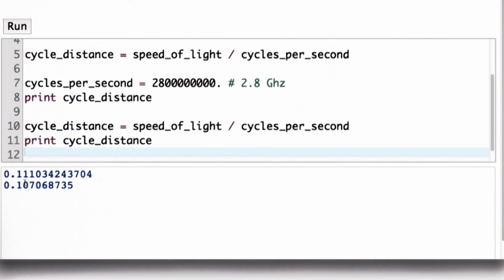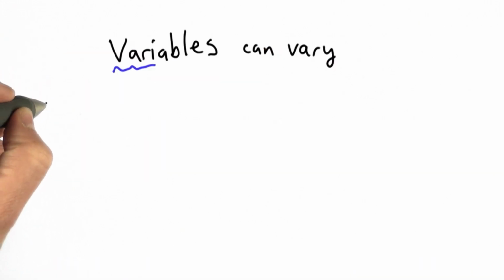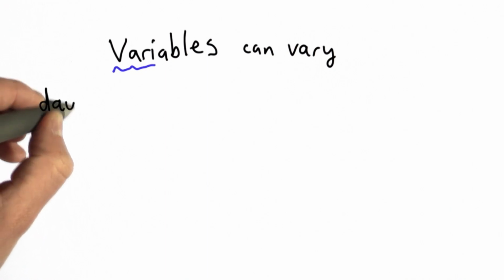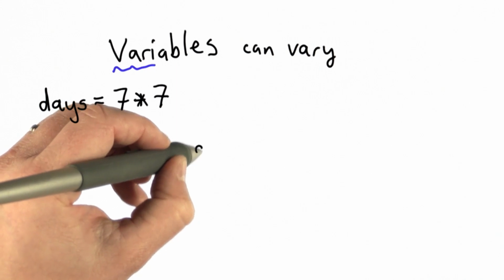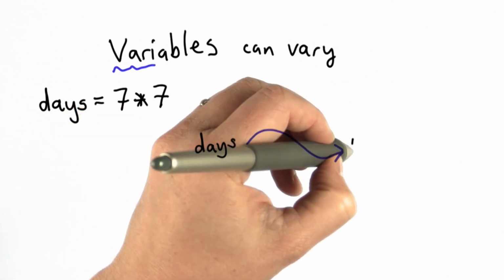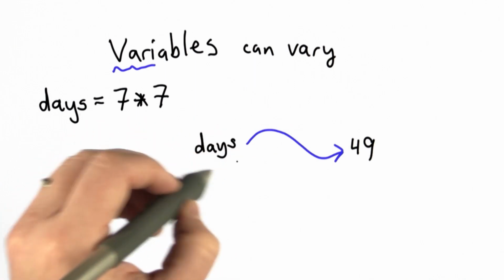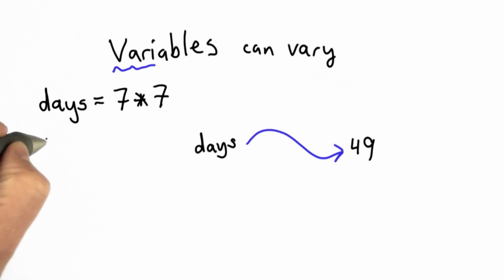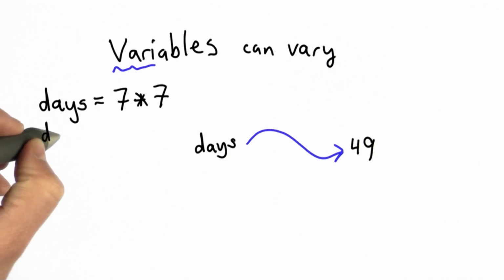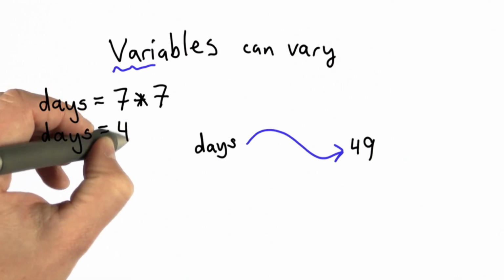So let's see what's going on there and make sure we understand assignment. So suppose we have a variable days, and we'll initialize it to the value 7 times 7. So what that does is introduce a name days, and it refers to a value, which is the result of that expression. So it refers to the value 49. And that means when we look up the name days, we see what it refers to, and we get the result 49.